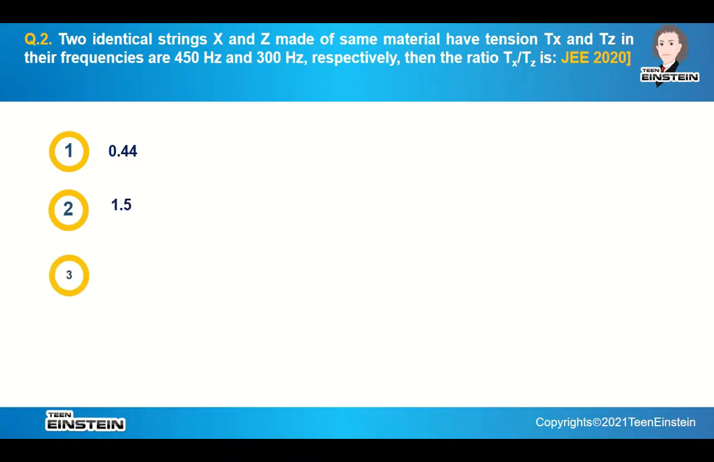The next question is, two identical strings x and z made of same material have tension Tx and Tz and their frequencies are 450 Hz and 300 Hz respectively. Then the ratio of Tx by Tz is. So here the frequency is given by f is equal to 1 by 2l root of T by mu.